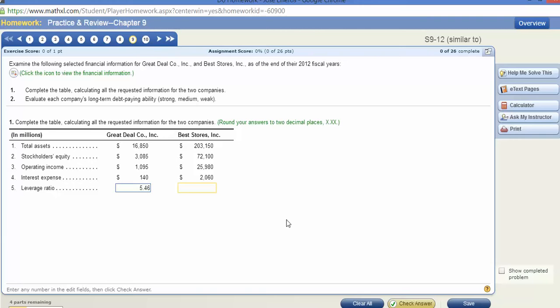And you do the exact same thing for Best Stores. You've got total assets, and you divide it by total stockholders' equity, and you have your answer. 203,150 divided by 72,100 gives you 2.817. We're going to round to that second place, so we're going to bump that up to 2.82.